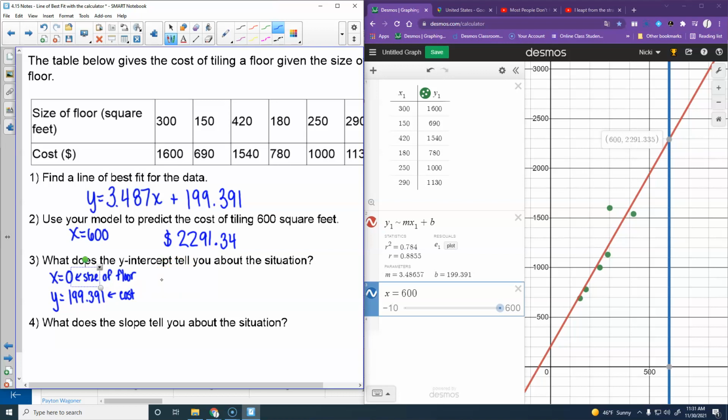Or it doesn't make sense. Like if you're not going to tile anything, you're not going to have somebody even work, right? So this is the base fee right here. So the base fee is $199. I'm going to round that to 39 cents since we're talking about money. Now slope is changing y over changing x. And our slope is 3.487, and we're going to put that over 1. Y stands for cost, and X stands for square feet.